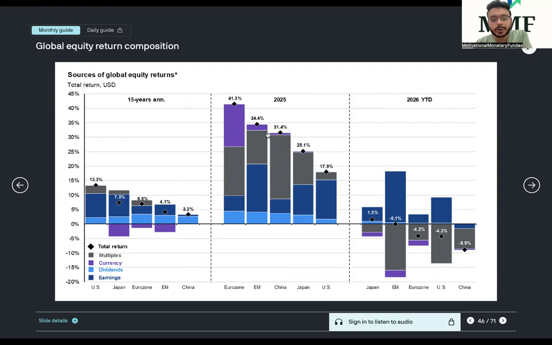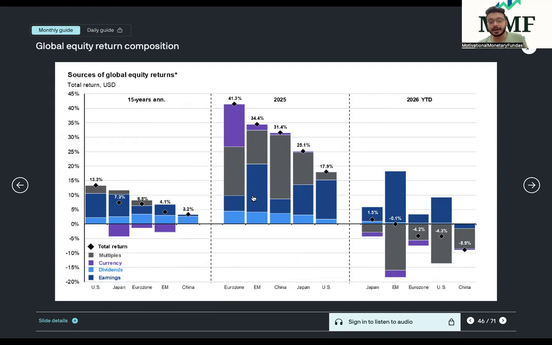What happened in 2025? In Eurozone, the maximum returns were driven by the currency return as well as the multiples. The Euro appreciated by 12 to 13% against the USD. The Euro markets enjoyed a huge currency return because of appreciation, and that got translated towards the Eurozone equity market index as well. The EM market, it was a major story of earnings, right?